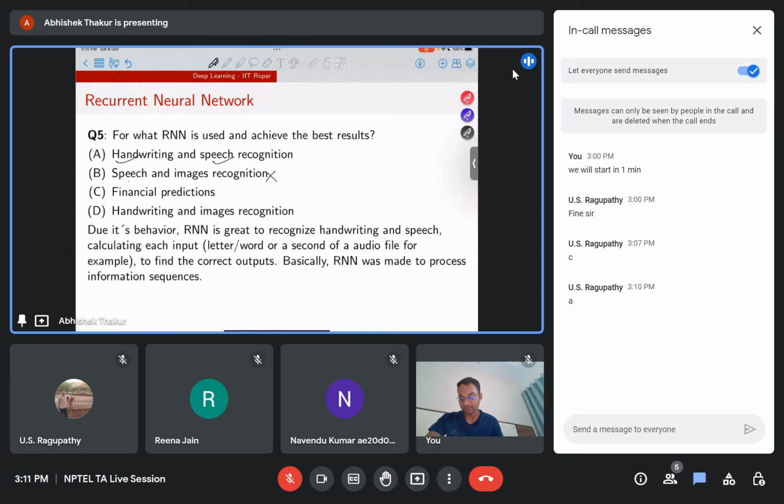Option C is financial predictions. This can be true, since sometimes it depends on the previous inputs, but option A is more appropriate here. And handwriting and image recognition: here handwriting is correct, but image recognition is wrong. So option A is the correct option. The explanation for this is RNN is great to recognize handwriting and speech, as we all know, calculating each input, like a letter, a word or a second of an audio file, for example, to find the correct outputs. Basically, RNN was made to process information sequences. Yeah, correct, Raghupati. Option A is correct.